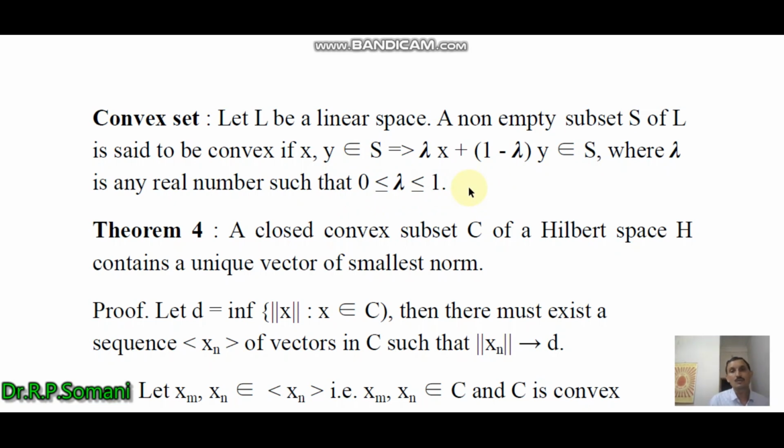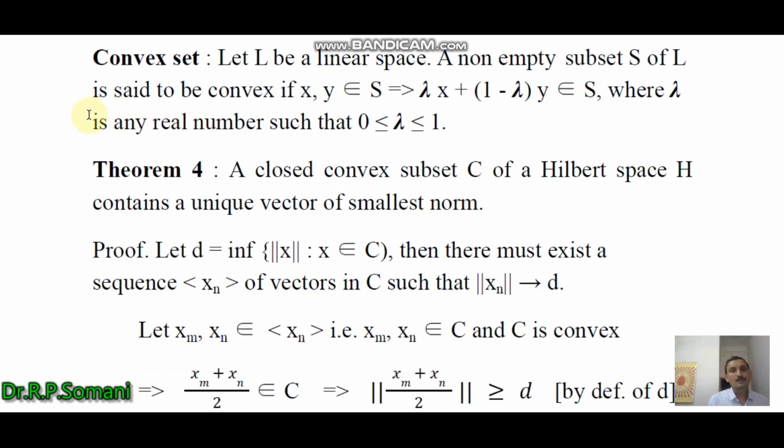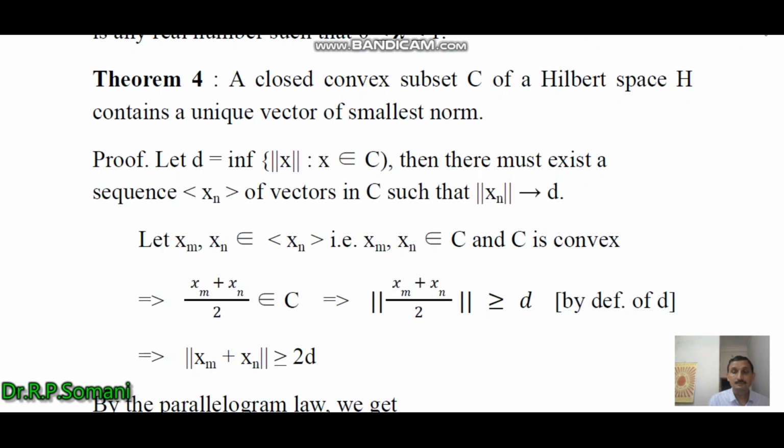Now for these closed convex sets, we have two theorems. The first one is theorem number 4: a closed convex subset C of a Hilbert space H contains a unique vector of the smallest norm. We see the proof here. Let D equal the infimum of norm x, x belonging to C. Then there must exist a sequence xn of vectors in C such that norm of xn tends to D.